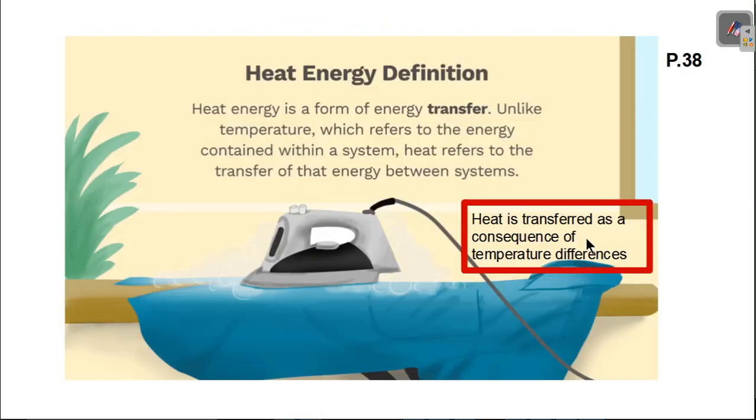Now, the definition you need to know for heat is right here in this box in red. Heat is transferred as a consequence of temperature differences. If you don't have temperature differences, you don't have heat transfer. Transfer is a movement. Keep that in mind. So here's another definition. Heat energy is a form of energy transfer, so it moves from one place to another. But unlike temperature, because they are not the same thing, and we're going to go into more detail how they are not the same thing in science.